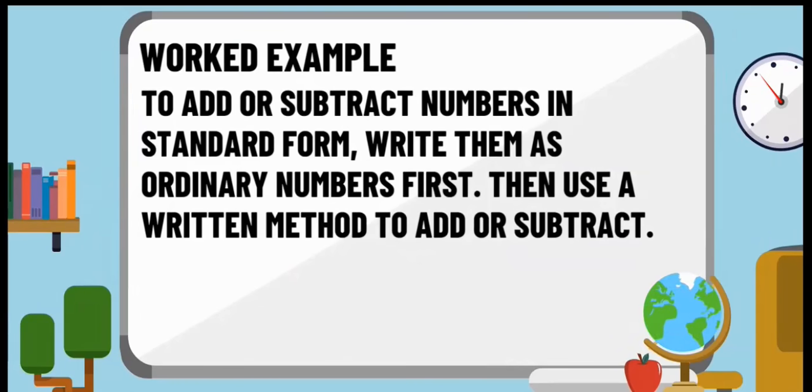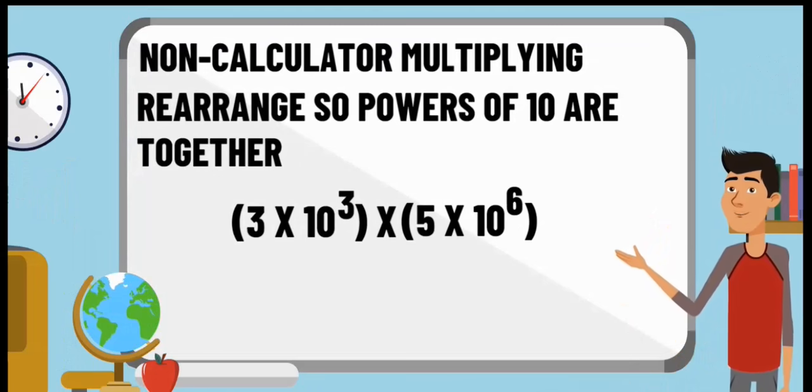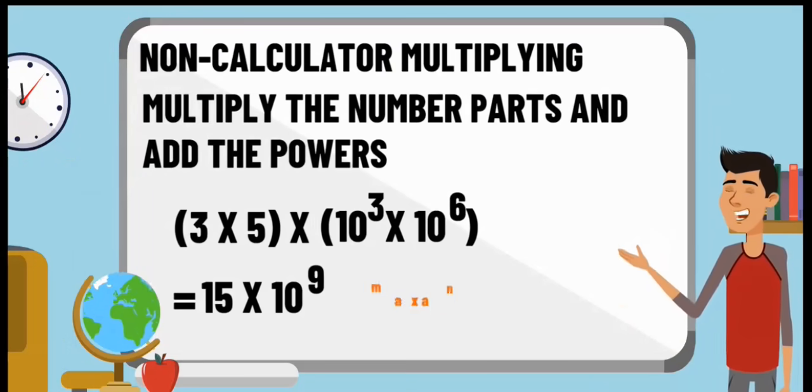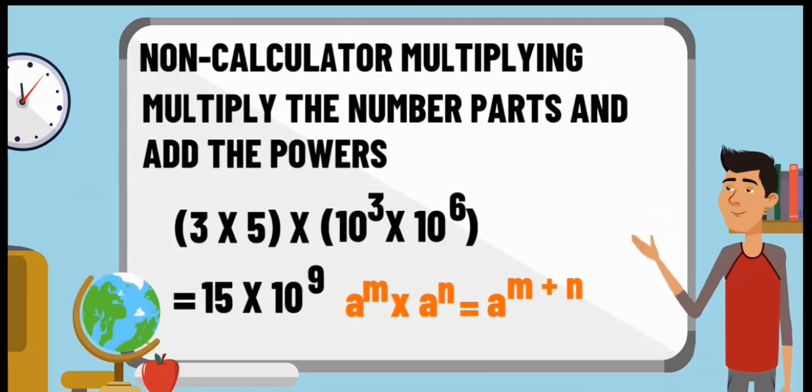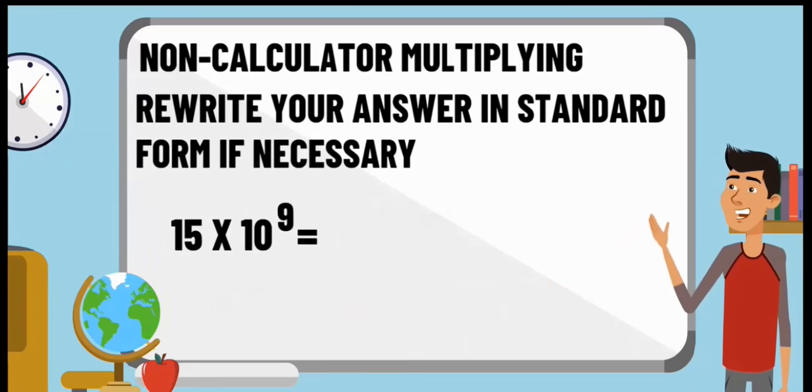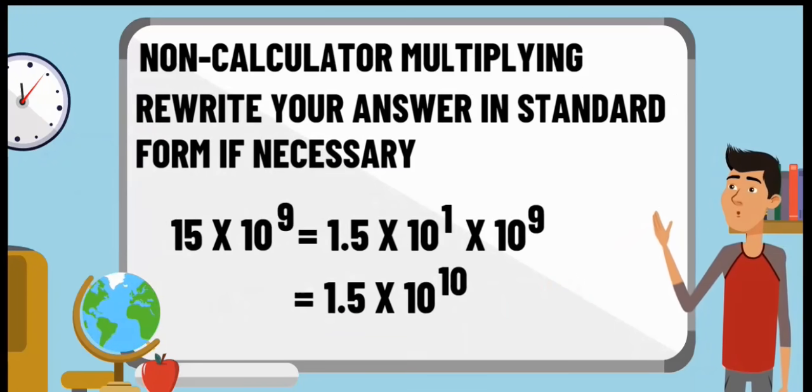Worked example. To add or subtract numbers in standard form, write them as ordinary numbers first, then use a written method to add or subtract. Rearrange so powers of 10 are together. Multiply the number parts and add the powers. A to the power of m times a to the power of n equals a to the power of m plus n. Rewrite your answer in standard form if necessary.